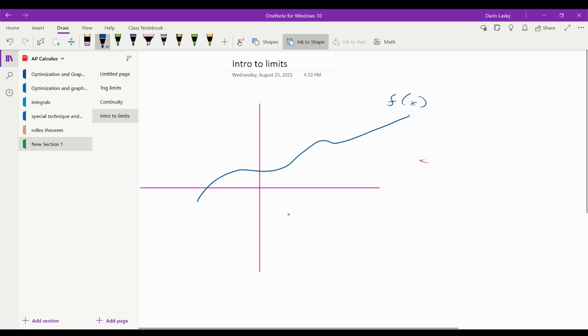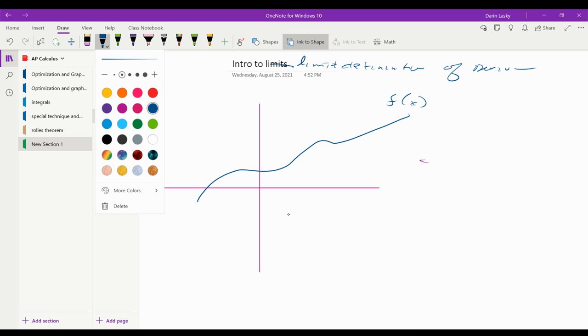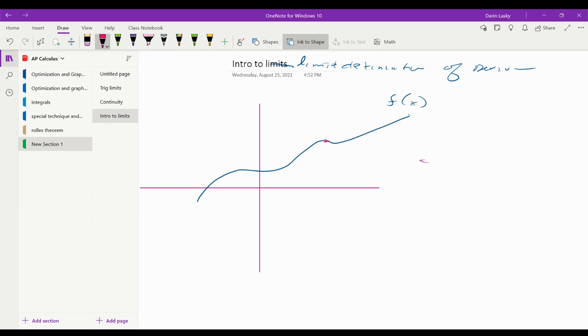Okay. So the whole idea behind the limits, this is not intro to limits. This is actually intro to derivatives. I should say intro to the limit definition of derivatives. That's horrible writing, but I'm going fast. So intro to the limit definition of derivatives. So the idea behind this is this is some weird f of x, and the whole idea behind derivatives is that I can find the slope at exactly 1 point. So in other words, I can find the slope.